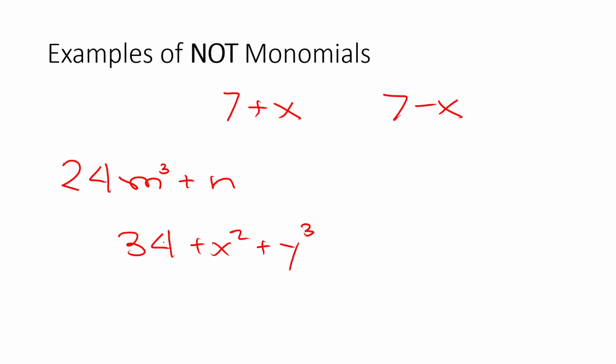Why, you might be wondering? Well, it's mostly because of these symbols. The only way you can combine a constant and a variable with an exponent is through multiplication, not any other operation, not even division.